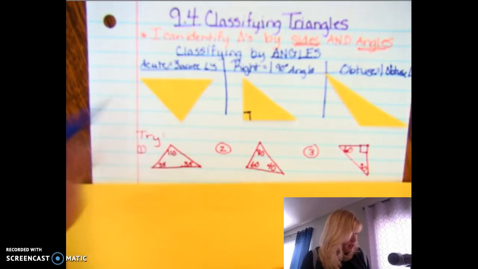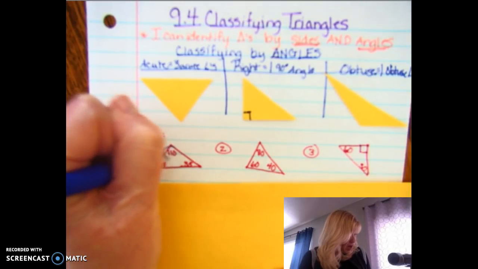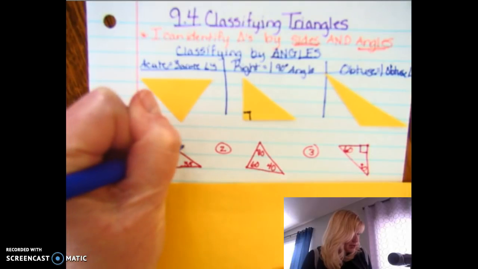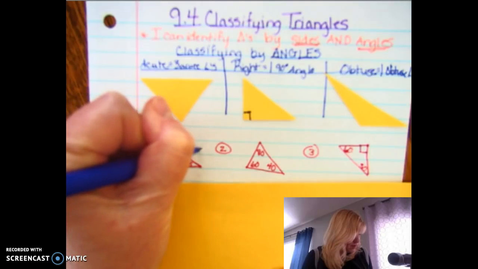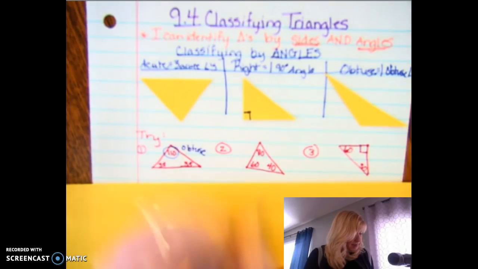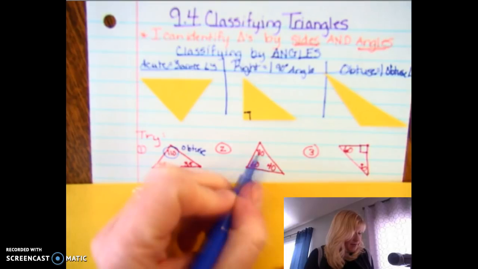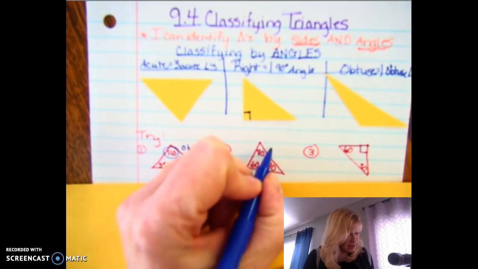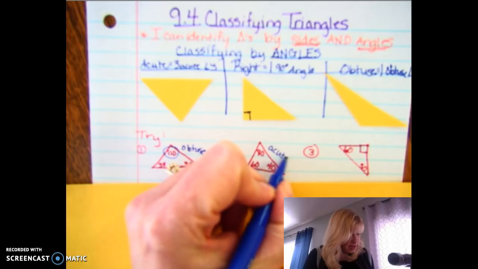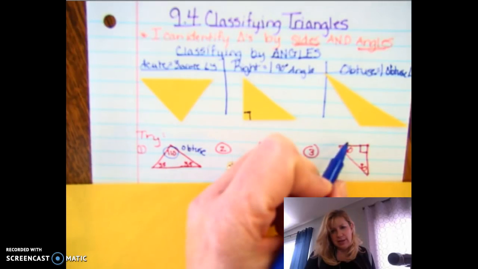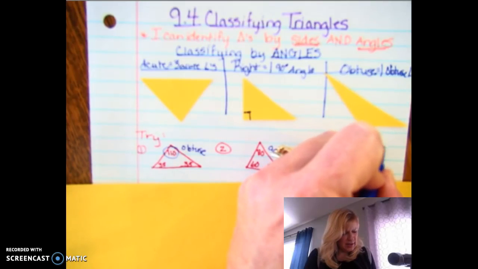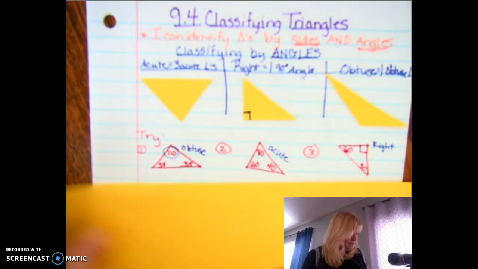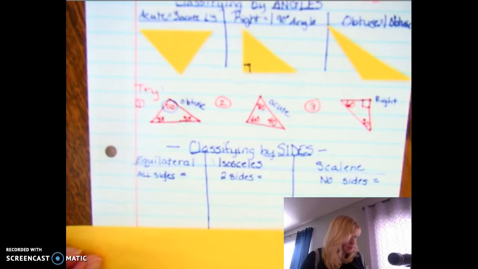Okay, so this one is obviously with the 110-degree angle, that's greater than 90, so this one, if I were to classify by angle, is obtuse. In this one, none of the angles measure 90, so this one is acute. And obviously, easy peasy, this one has a right angle, so it is, in fact, a right triangle.